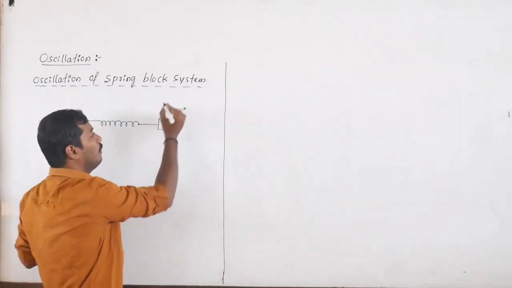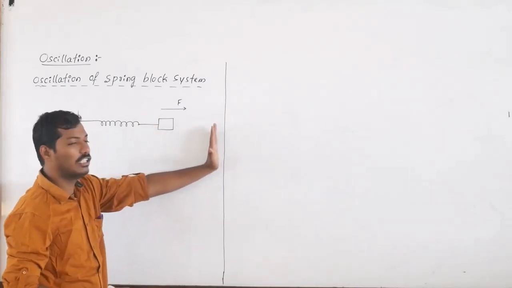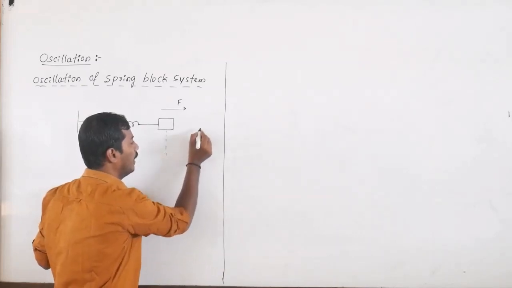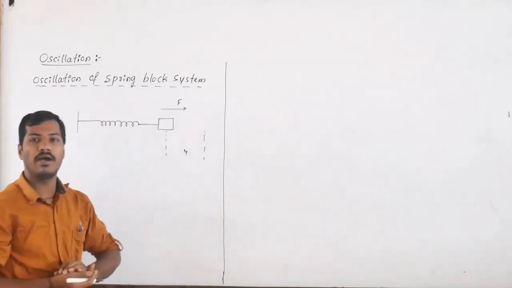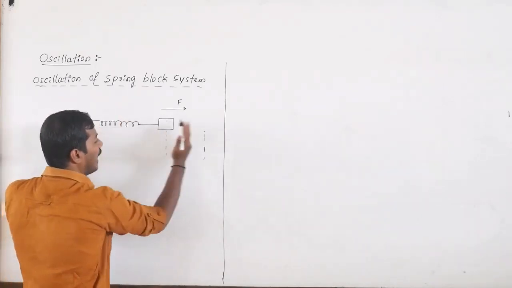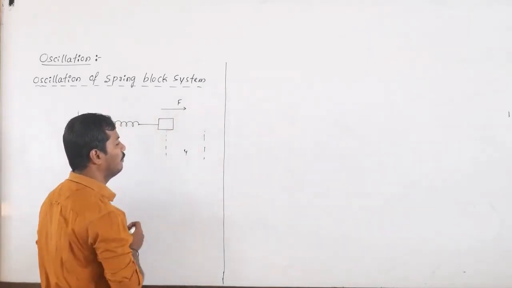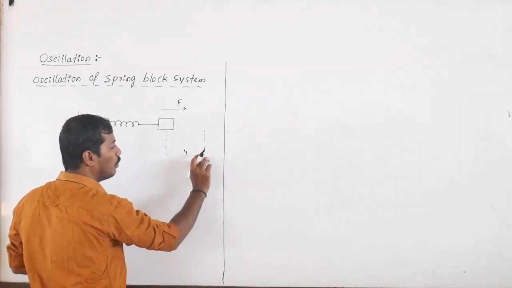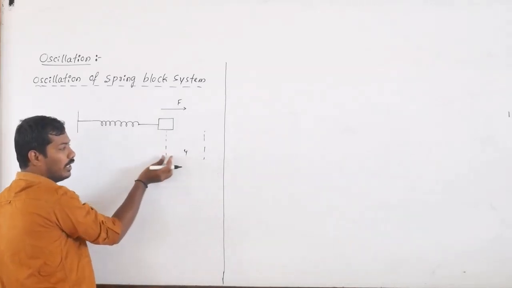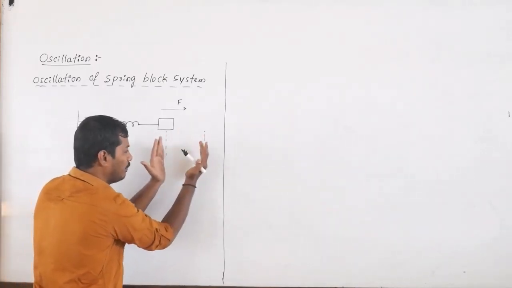If you apply some external force F, that is pulled, the body will be displaced from its initial position to here, and y is the displacement of the body. At that situation, the spring is just elongated. If you remove this applied force, then this body starts to oscillate about its mean position, from here to here. After that, it reaches the same displacement here.